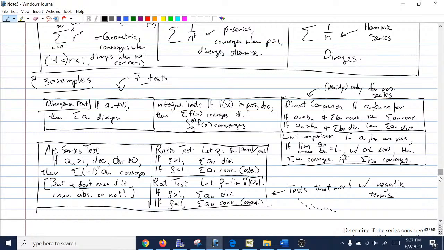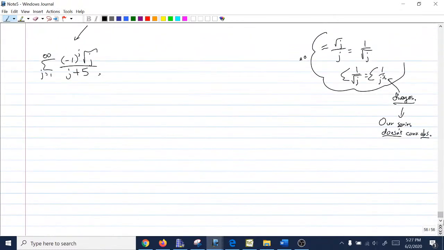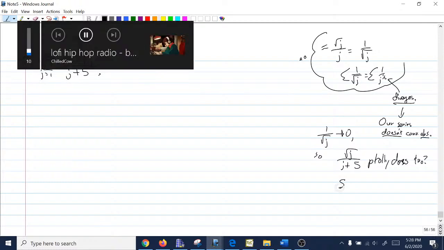That's the main question, does the limit equal 0? Well, the limit of 1 over root j does go to 0. So root j over j plus 5 probably does too. Yeah, that's a limit I can work out.